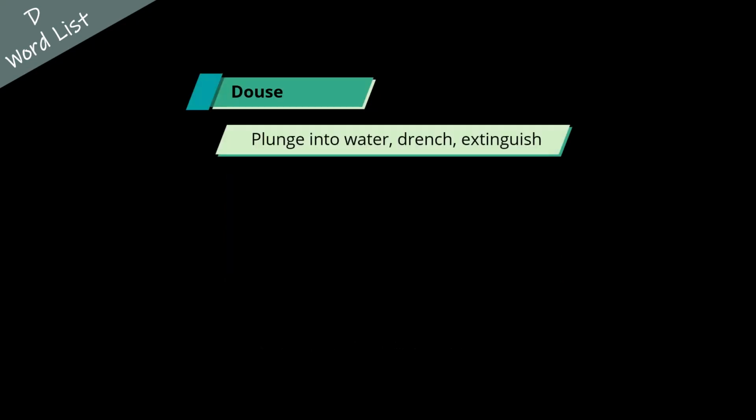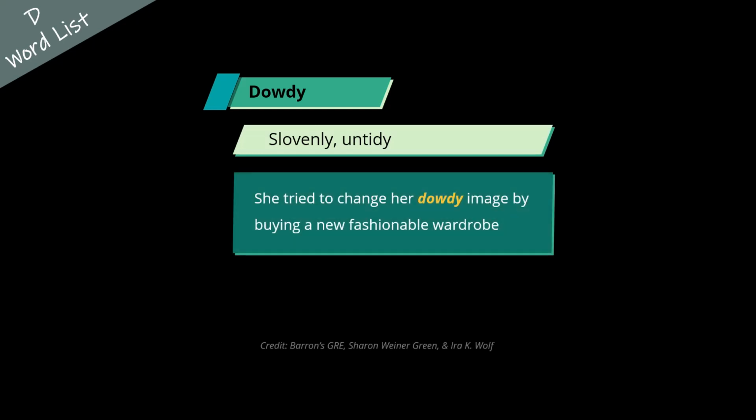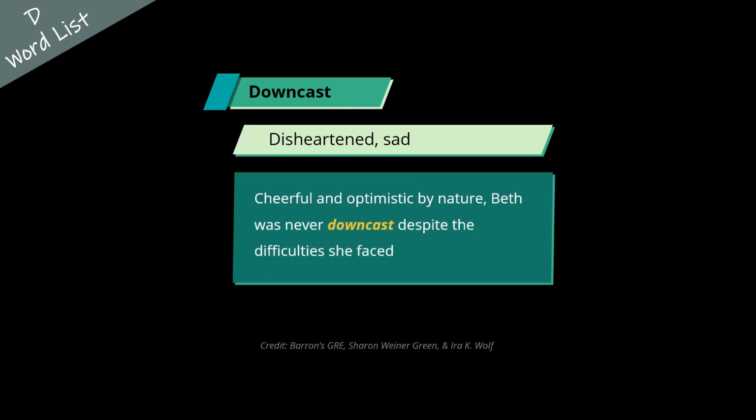Douse means plunge into water, drench, extinguish. For example, they doused each other with hoses and water balloons. Dowdy means slovenly, untidy. For example, she tried to change her dowdy image by buying a new fashionable wardrobe. Downcast means disheartened, sad. For example, cheerful and optimistic by nature, Beth was never downcast despite the difficulties she faced.